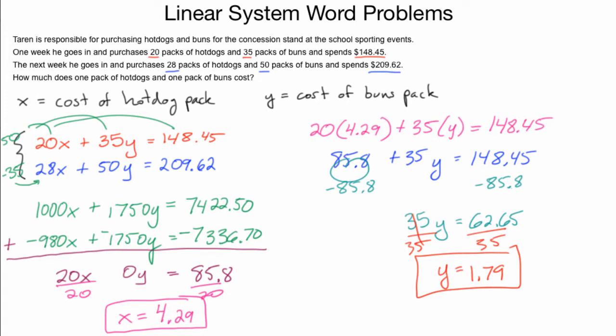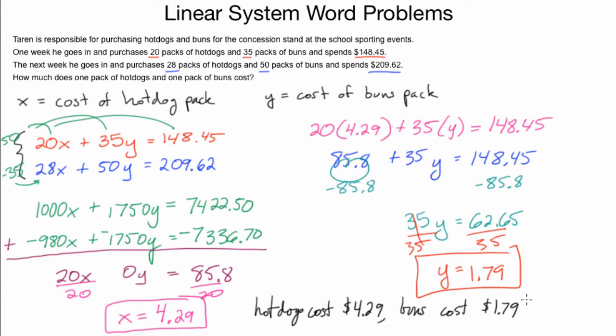And now we can actually answer this question. So how much does a pack of hot dogs and a pack of buns cost? Hot dogs cost $4.29. Buns cost $1.79.